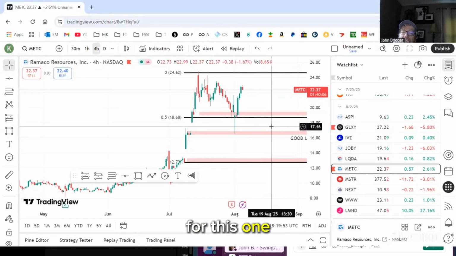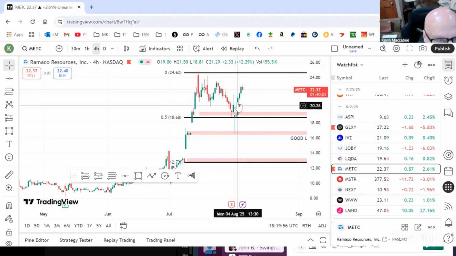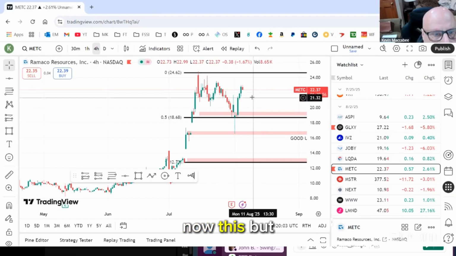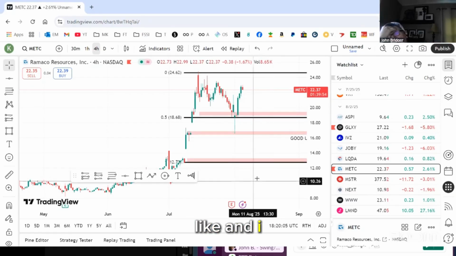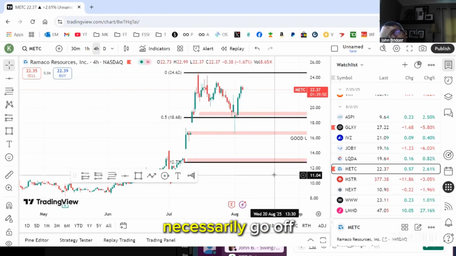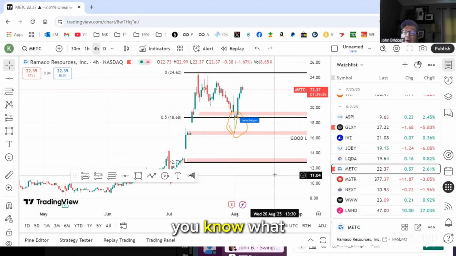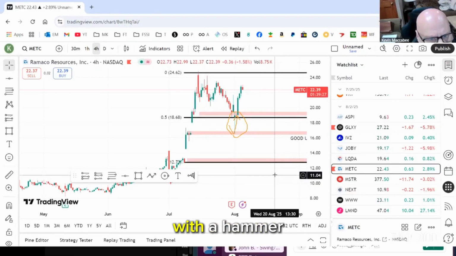The hard part for this one would be this big candle here. At what point you get in, and does it move very fast? Now this is where you can learn. I have been experimenting with this, where I don't necessarily go off of the breaker structure. I go off of the reaction at support. In this case, this candle sequence is very strong, right? It came down and tested this, and then just went straight up. So you can say, based on that reaction, and it's right at the 50% retrace, I'm getting it, with a hammer on it.